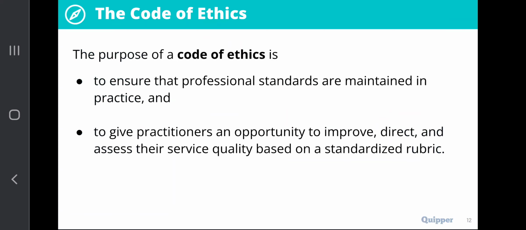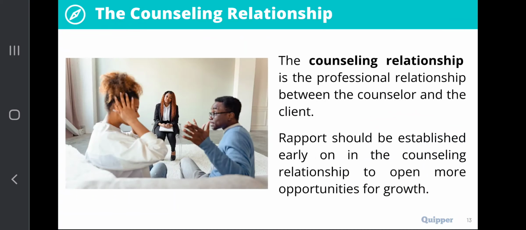So basically, what a Code of Ethics provides is a standard for maintaining a particular practice of a discipline or profession. It is also an opportunity for us professionals to improve, direct, and assess the quality of our service based on this standardized rubric. Now, with that being said, let's first talk about the counseling relationship.